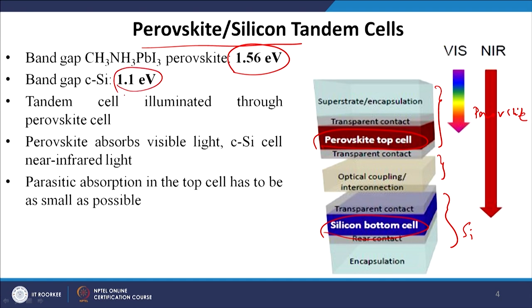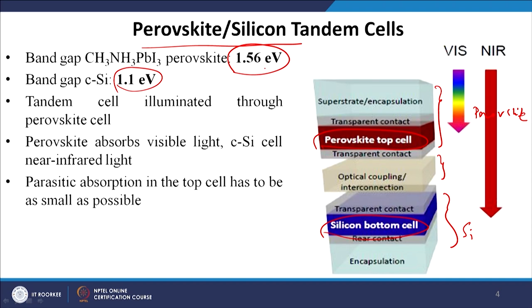the band gap of the crystalline silicon is 1.1 electron volt. So, the idea is that if we make a tandem, we can utilize the two different band gap properties of the two different materials, because 1.56 corresponds to a particular wavelength of absorption, and 1.1 electron volt corresponds to another particular wavelength of absorption. For example, in the figure here, once you use the perovskite solar cell, the visible spectrum is fully covered. But when you use a silicon solar cell, not only the visible, but the NIR spectrum is also covered. So that means in the tandem case, both the visible and the NIR spectrum are completely covered.